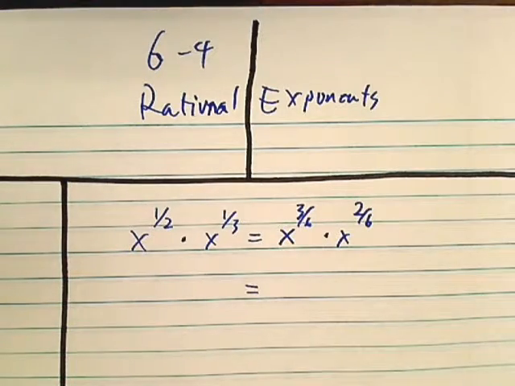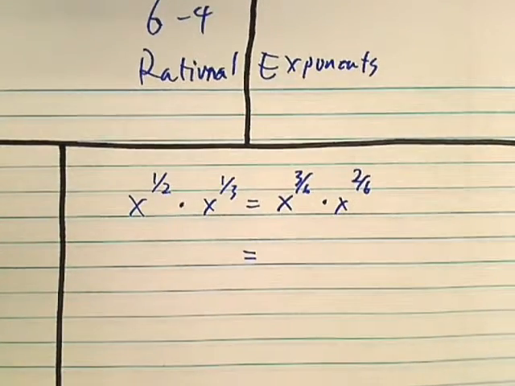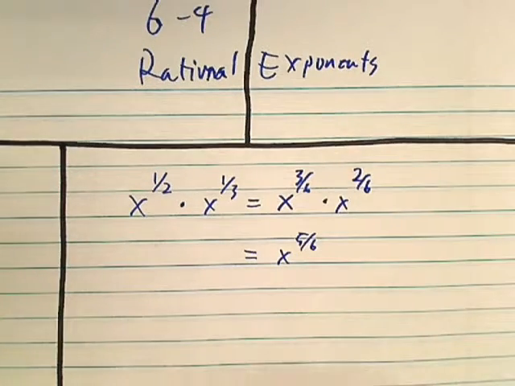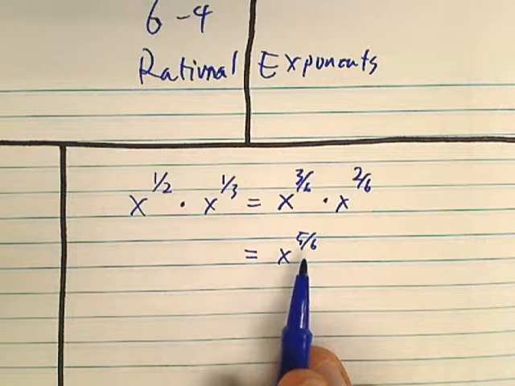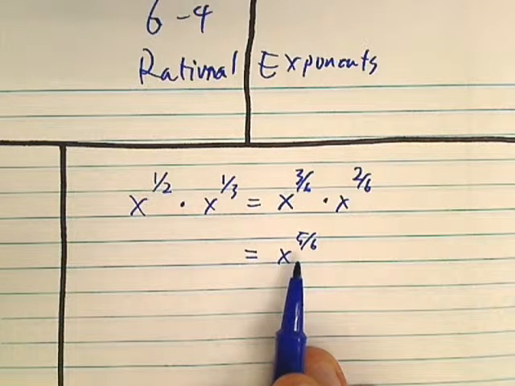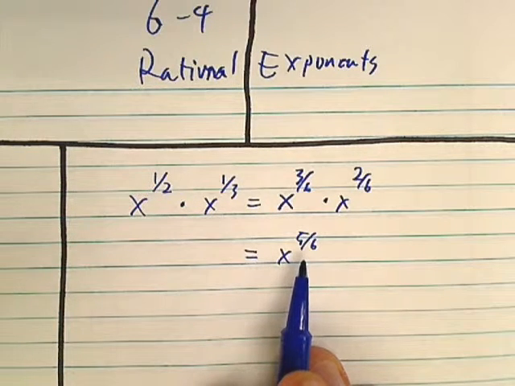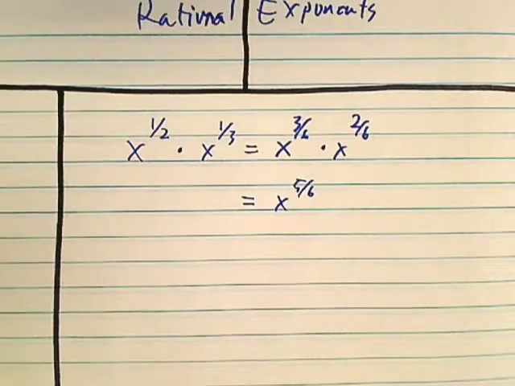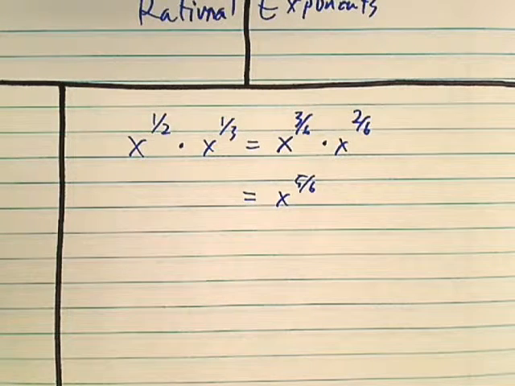And now I can add these together because I have a common denominator. So this will be x to the 5/6 power. Now what does that even mean, to have x to the 5/6 power? Don't worry about that for the moment. Just go along. All the rules work. I will just promise you for now that they'll work. We'll worry about graphing and looking at what they actually look like at a later time.